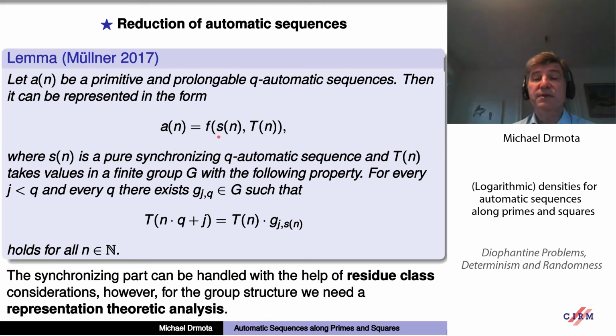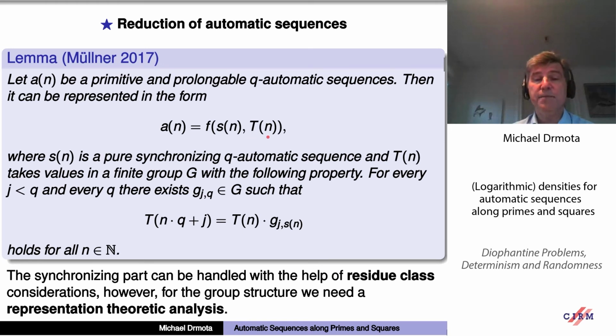So that if we have these sequences S of n and T of n, then we can get back A of n. And S of n has a very simple structure. It's synchronizing, which means that it's almost periodic. So asymptotically, we can get distributional results for synchronizing sequences just by considering residue classes. I don't want to explain this in more detail, but the only information that we need is that we can restrict to residue classes.